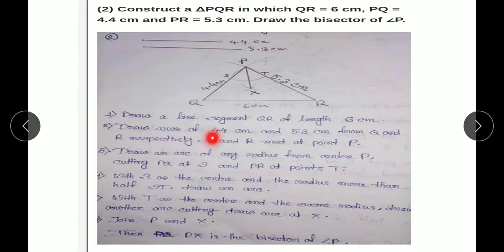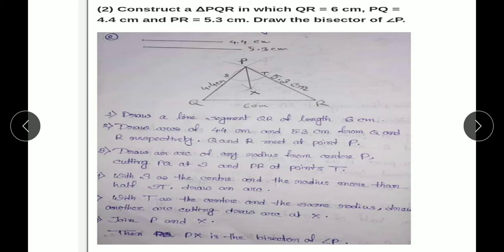Draw arcs of 4.4 cm and 5.3 cm from Q and R respectively. From Q, the 4.4 cm arc will be cut, and from R, the 5.3 cm arc will be cut, and they meet at point P, where line Q and line R both will meet at point P.